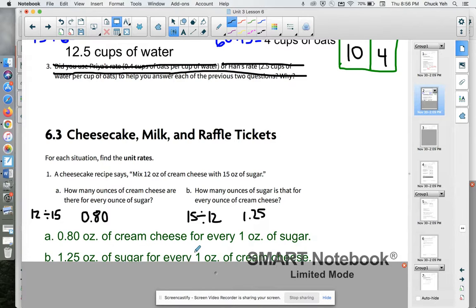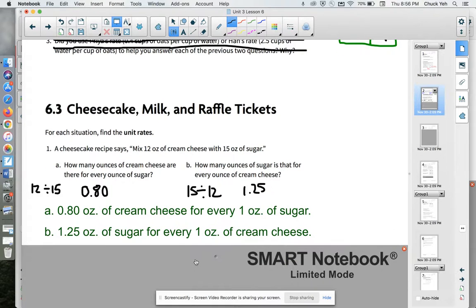So we can say, again, writing the unit rates, 0.80 ounces of cream cheese for every 1 ounce of sugar. 1.25 ounces of sugar for every 1 ounce of cream cheese. We want to find the unit rates. So for 1 ounce of sugar, for 1 ounce of cream cheese, these are the answers. All we're doing is dividing. You just have to figure out which numbers come first.